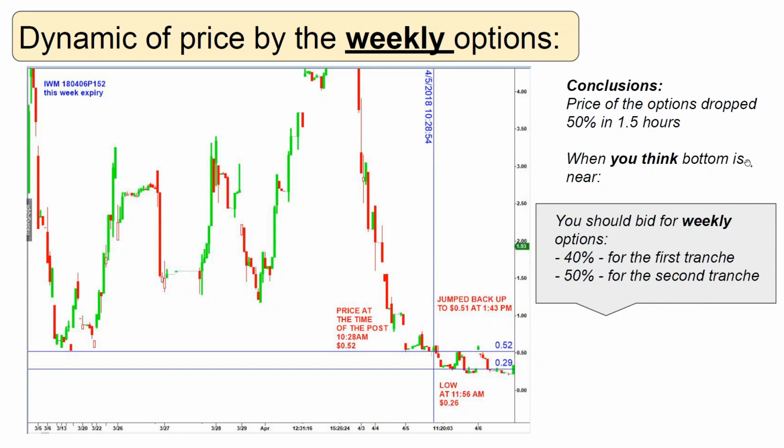And what it basically means is that you should not be in a hurry to buy options from the ask price. You had to bid for weekly options at a price 40% less than the price which you saw, which was initially offered by dealers at the time I posted the chart. And you had to do it in tranches. I would suggest that you buy in at least 2 equal tranches, or maybe a smaller first tranche and a bigger second tranche, and basically you would keep them at different prices.